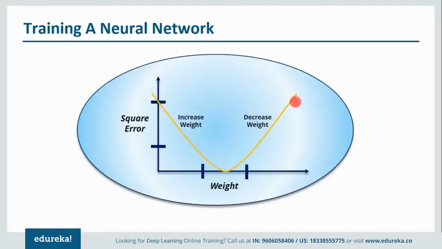At that time, the computer will realize, okay, fine, whenever I'm increasing the weight, the square error is increasing. So it'll go in the opposite direction. It'll start decreasing the weight and keep doing that until the square error becomes minimum. And the moment it decreases more, the square error again increases. So our network will know that whenever it decreases the weight value, the square error is increasing. So that point will be our final weight value.